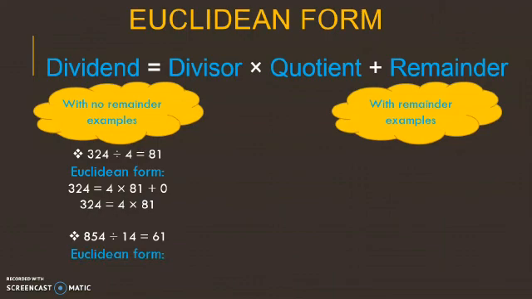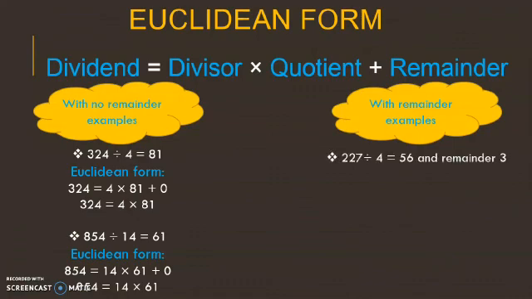As for two-digit divisors, which was 854 divided by 14, and we calculate the answer, it was 61. Its Euclidean form is 854, the dividend, it's equal to the divisor 14 times the quotient 61 plus the remainder, which is 0. Then I can take away the 0. As for with remainder, I have 227 divided by 4, one-digit divisor. We calculated the answer. Its Euclidean form is 227, the dividend, it's equal to the divisor 4 times the quotient 56 plus the remainder, which is 3.